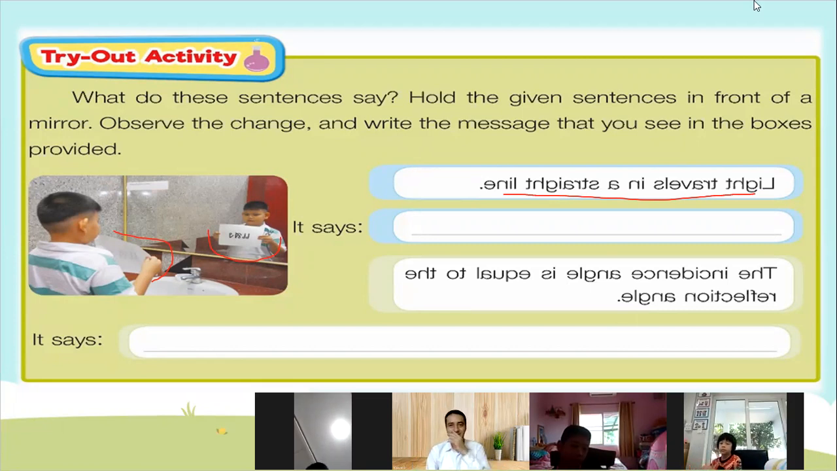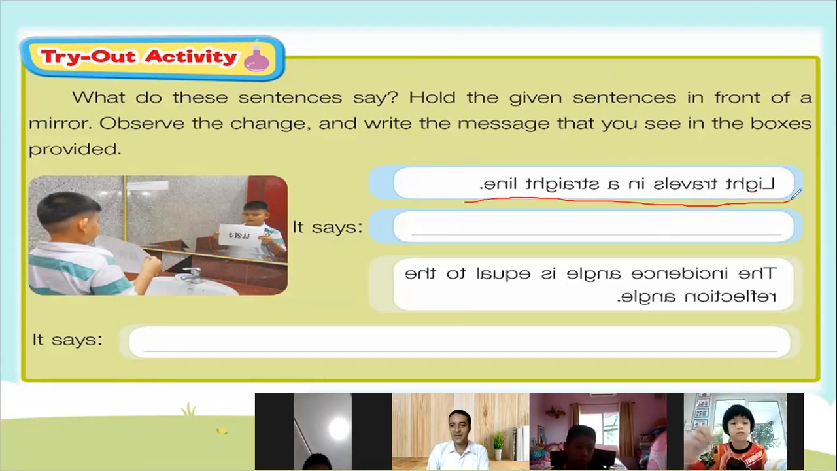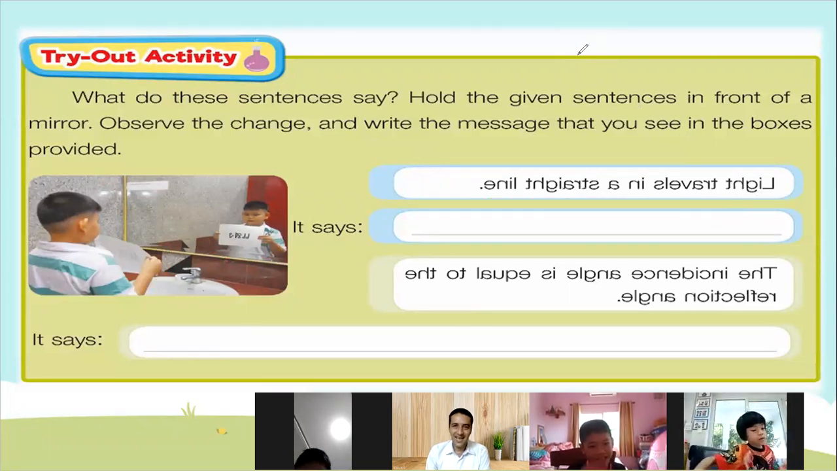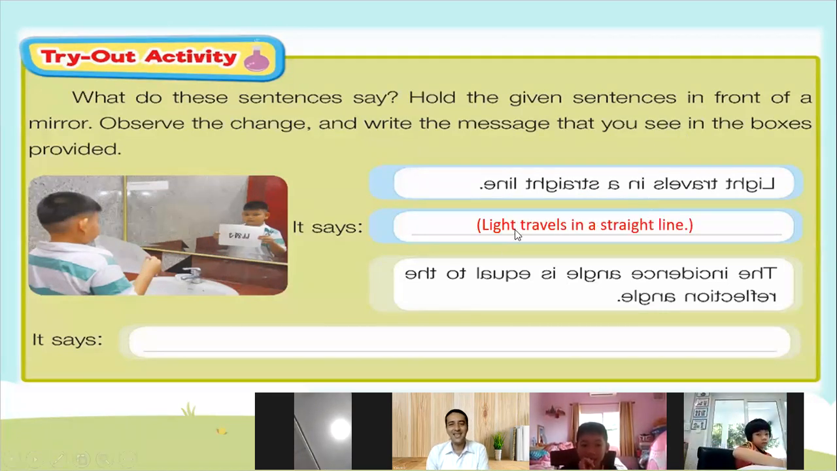Okay, all right, so what do you see here, what did they write down on the paper? I think it says light travels in a straight line. Oh, very good. That's very clever. Light travels in a straight line.